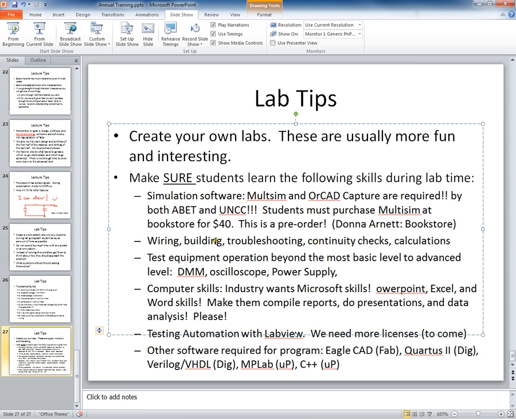They need to know how to wire, build stuff, troubleshoot, continuity checks, calculations, test equipment. They need to know operation beyond the basic levels. They need to be at an advanced level. This is a technician. This is not an engineer. They need to be taught. Engineers aren't taught this stuff, but technicians absolutely have to be taught how to use equipment.